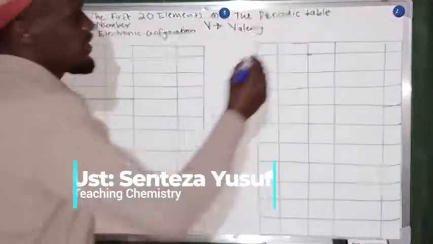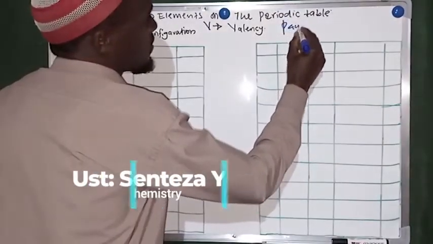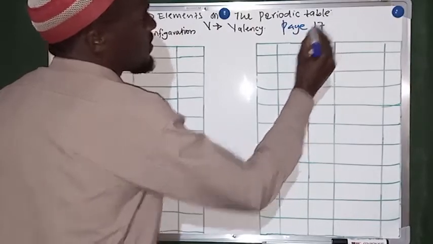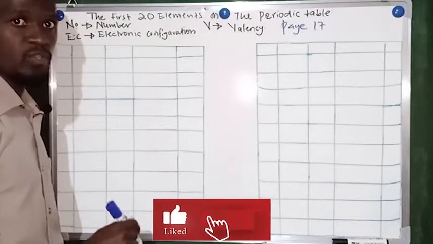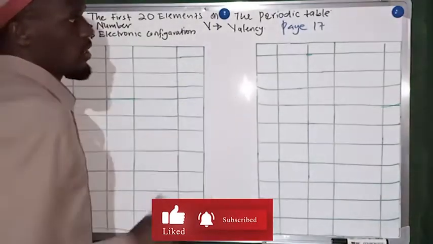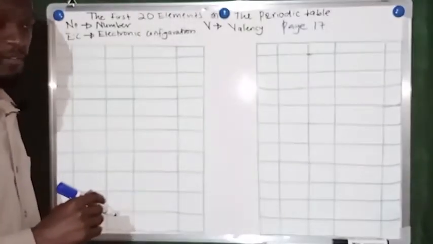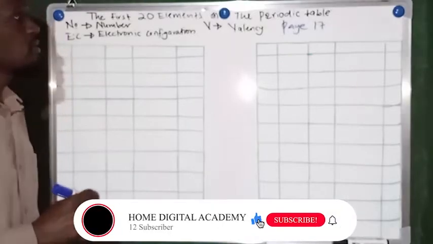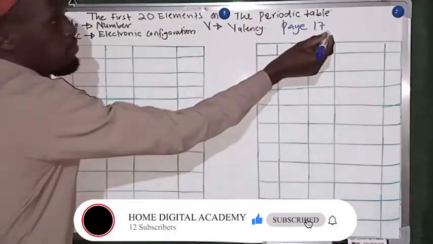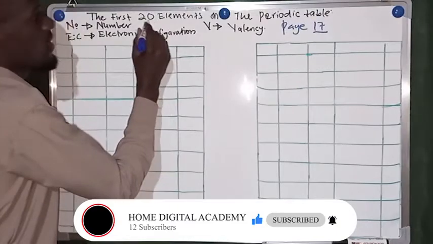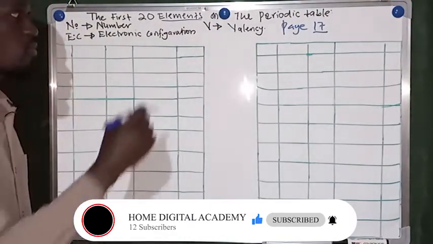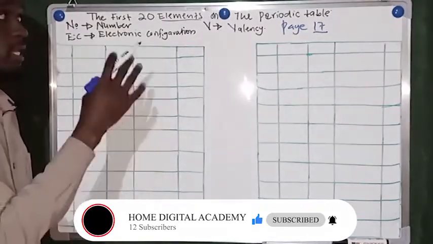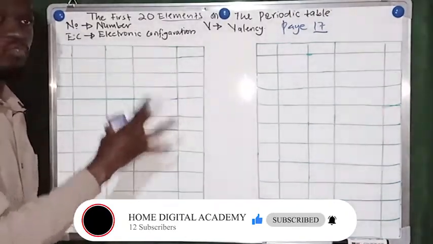We are on page 17 of our chemistry book, which is in the description below. Our chemistry book, the PDF is in the description below. So page 17 is having elements. So today we are going to study about elements. We are to know here elements is in the chemistry.